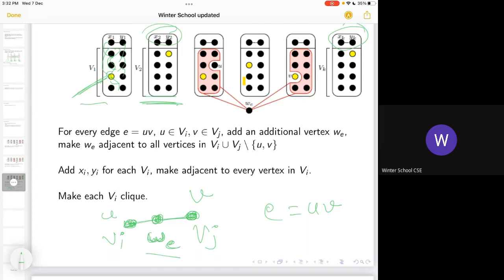So in multicolored clique, we are given k color classes. Say the sets of vertices in the color classes are V1, V2, ..., Vk. Then this is how we will go. Make each of these Vi a clique. For each Vi, add vertices Xi, Yi, and make them adjacent to every vertex in Vi. And for each edge going across from Vi to Vj, add a new vertex and make it adjacent to the endpoints. This is the complete construction.